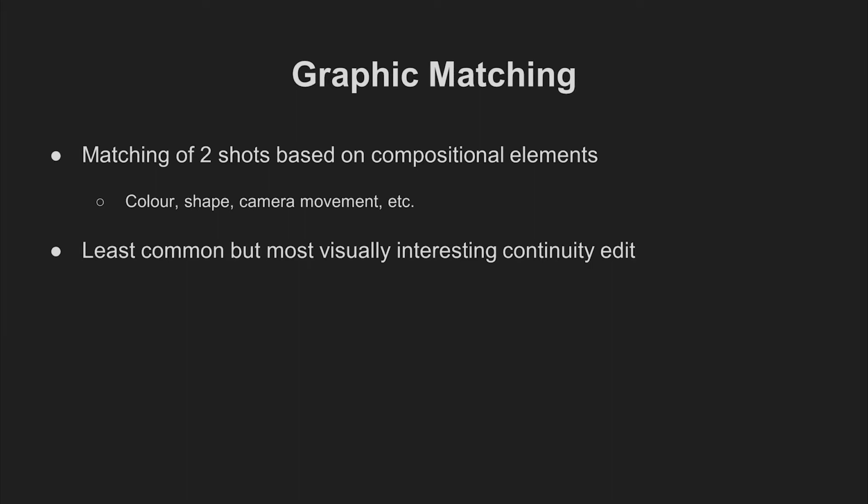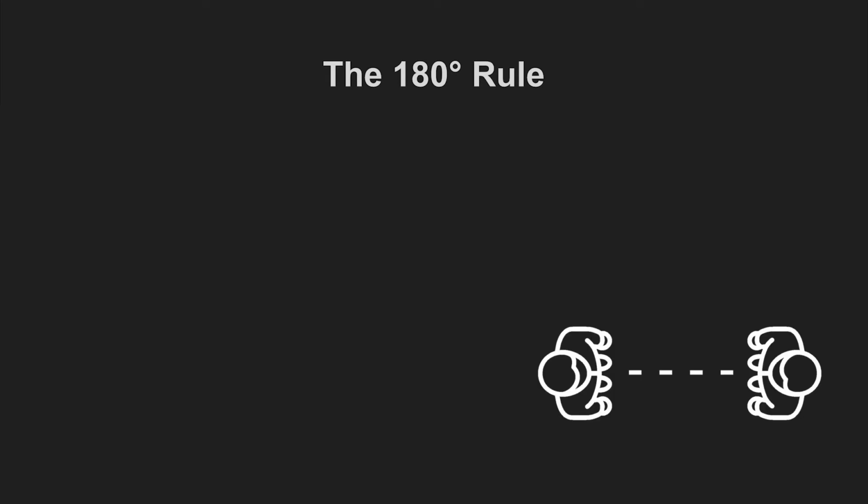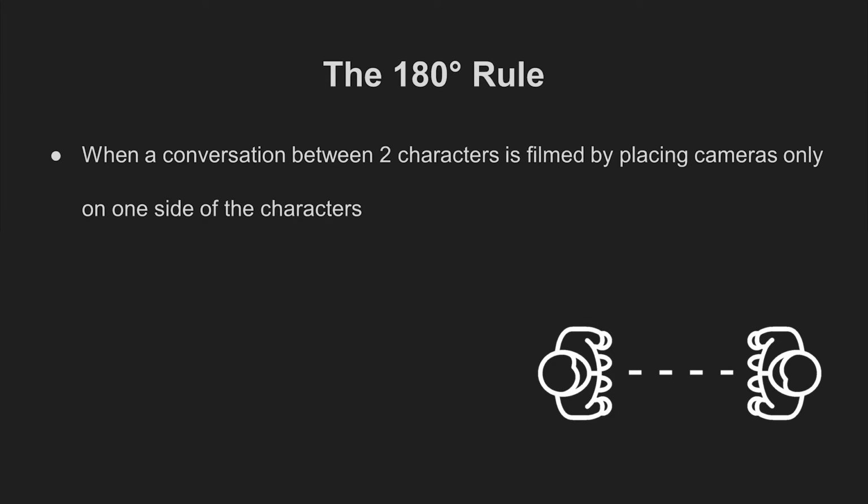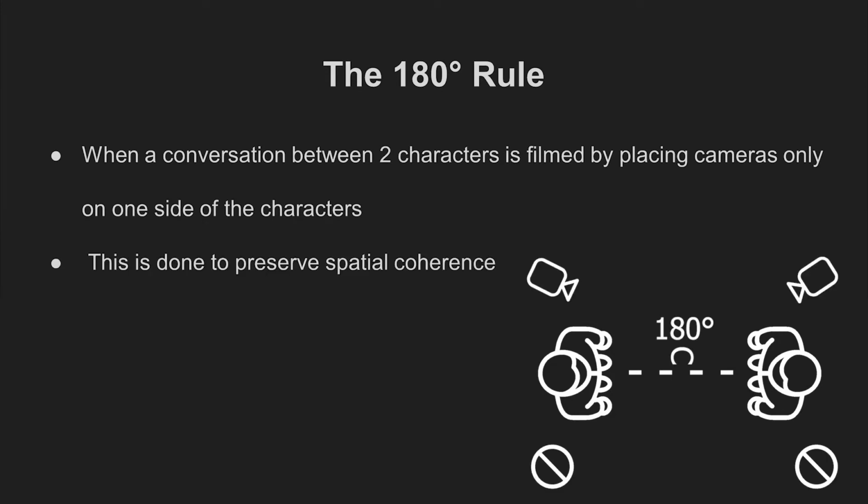The 180-degree rule is used in character interaction, especially conversations featuring two characters sitting face to face. It states that cameras should only be placed on either side of the characters, but not both. This is done to preserve spatial coherence within the scene.